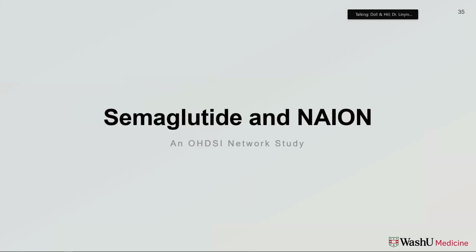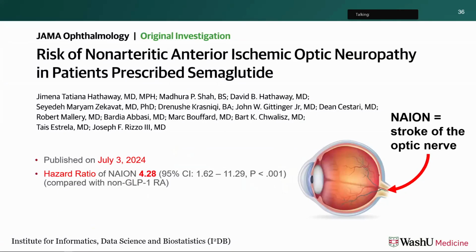So those are kind of exactly how things work, and what are the methods we have implemented in the community? And now I want to take you through a case study that we recently completed within the Odyssey network, and that is the semaglutide and NAION.